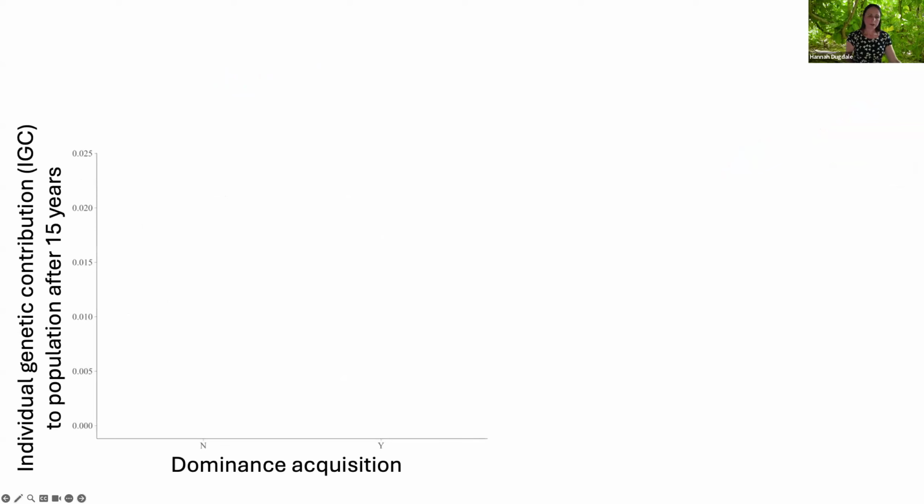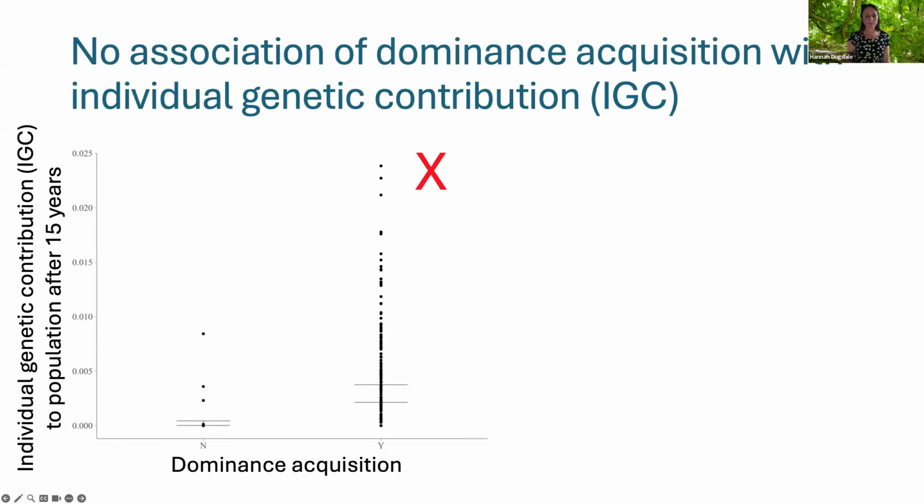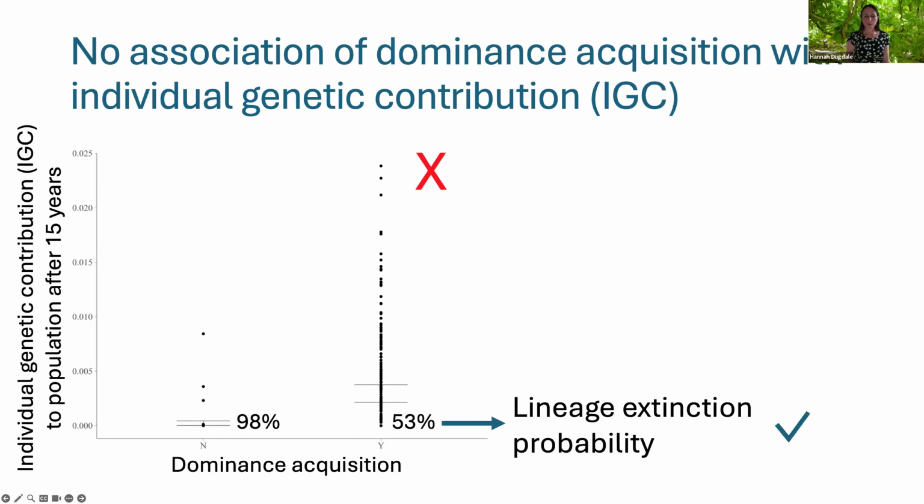And these are the results. There's going to be 6 of these graphs, and on all of them, the single generation fitness proxies are on the x-axis. So here, this is whether or not they obtained a dominant breeding position, and the individual genetic contribution is on the y-axis. And what you can see is that there was no correlation between whether an individual gained a dominant breeding position or not and individual genetic contribution. But it was a very strong predictor of lineage extinction.